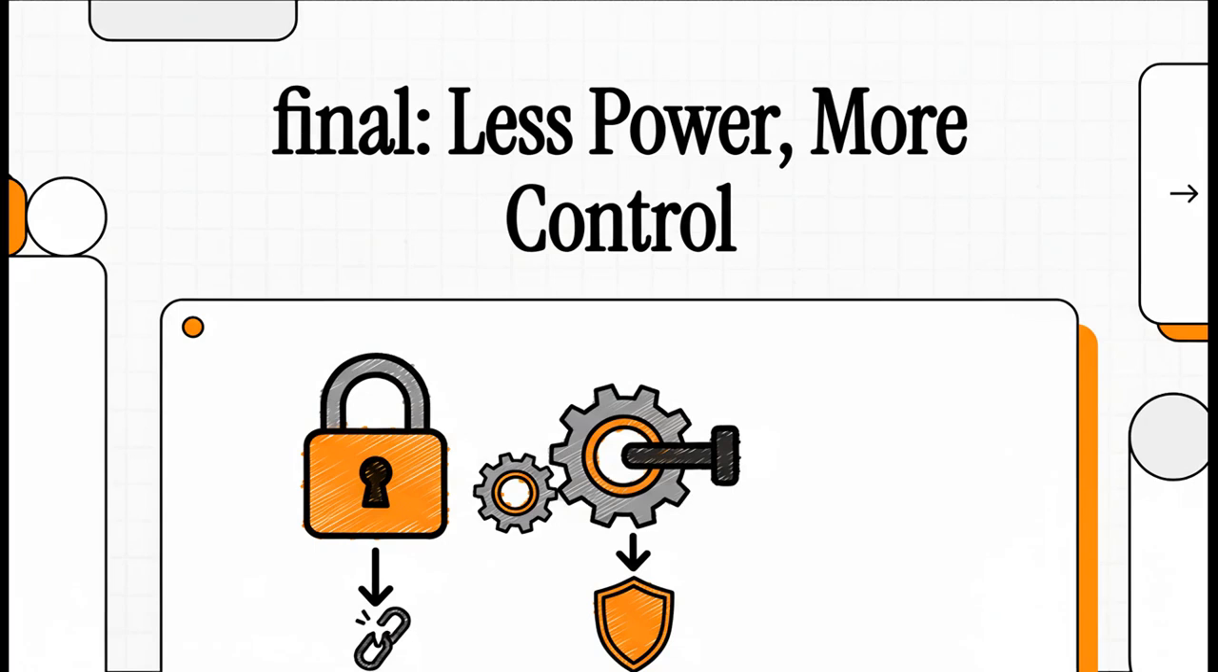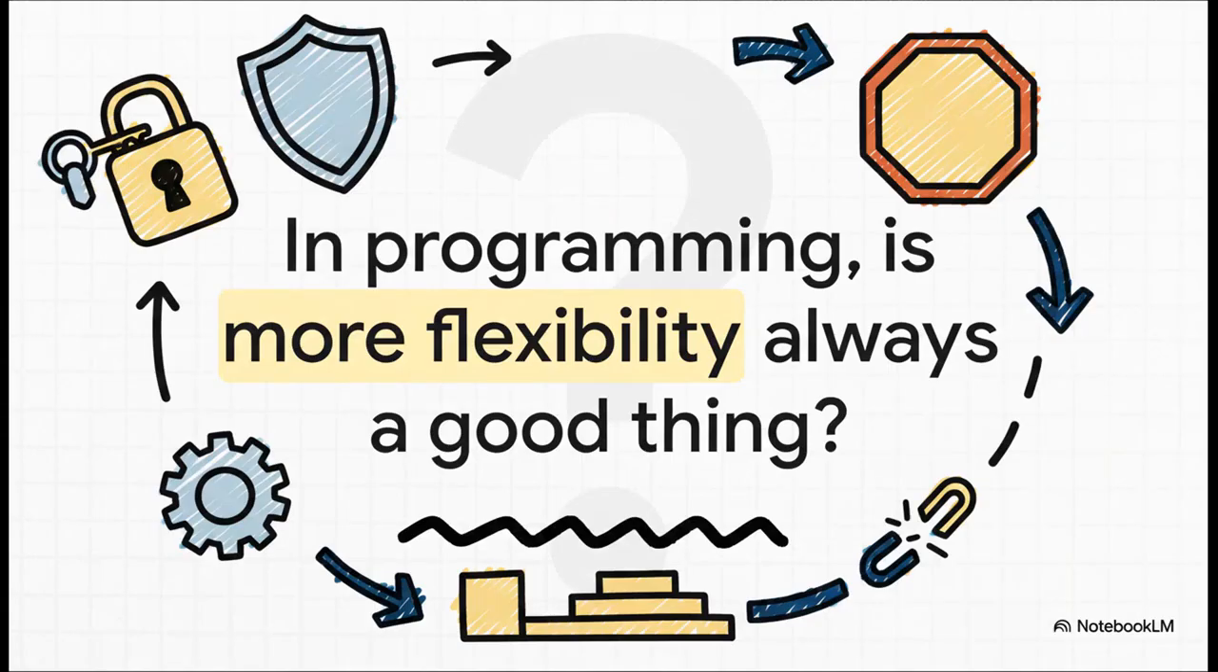In Java, sometimes less power actually means more control. Sounds kind of weird, right? Well, today we're diving into the final keyword, and you're going to see exactly what I mean. It's all about how giving up a little bit of flexibility can make your code way more robust. Let's get into it.